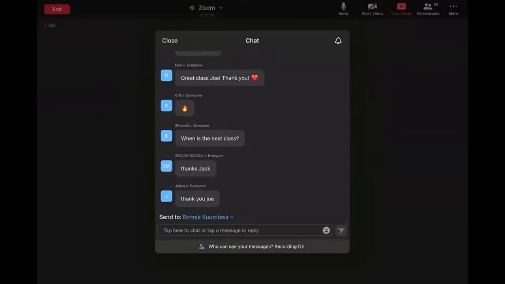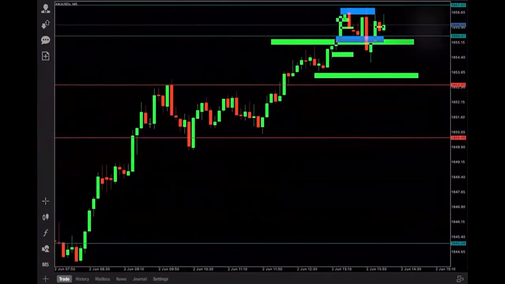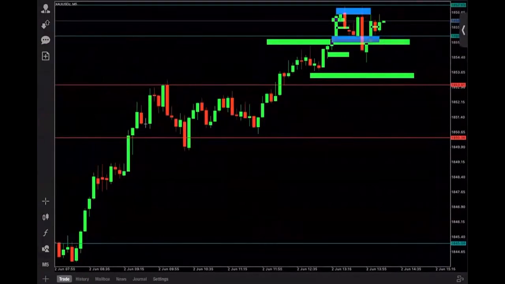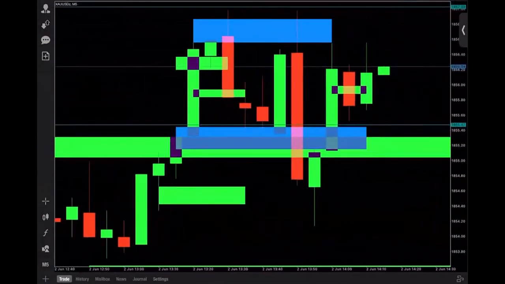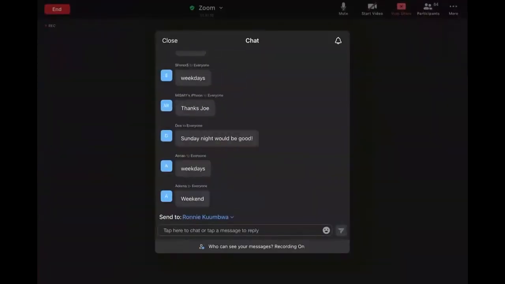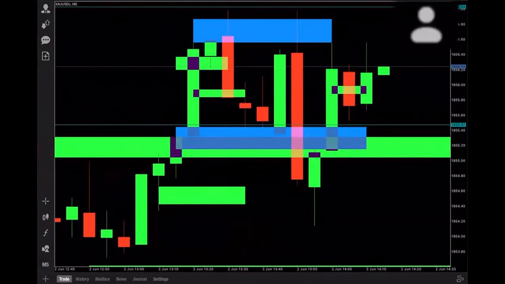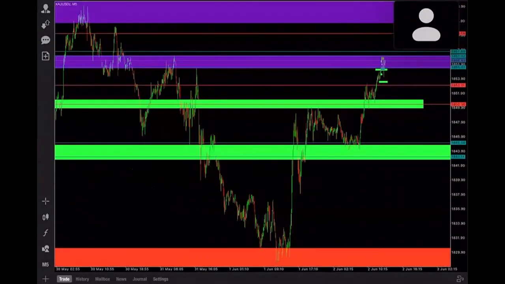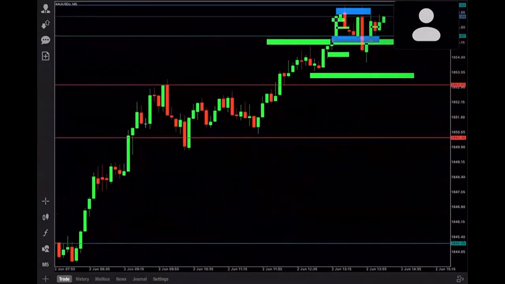Would it be better on weekdays or weekend? Can you guys type weekdays or weekend? Would be better. Weekdays. Because on weekdays, of course, you can learn and see the chart move. But on weekends, you can label and predict where the chart is going to go. So it's a different kind of analysis. You need to know both.